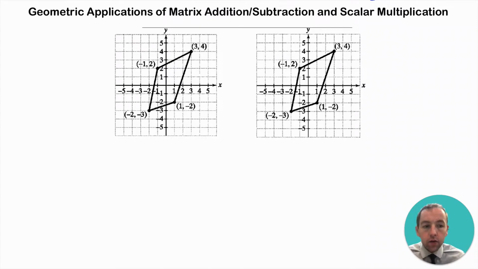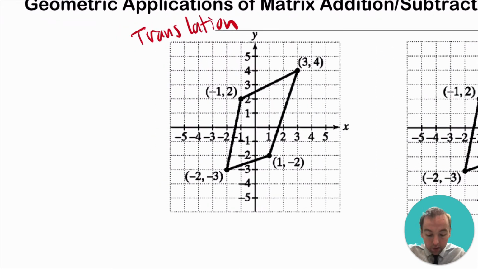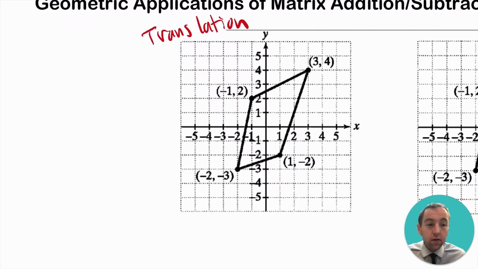Here I'd like to show you how we can carry matrix operations into application when we're dealing with geometric transformations. First of all, I want to illustrate that through one type of transformation that is called a translation. Recall that a translation is just a slide of a figure, meaning that you're going to move the figure just some combination of up, down, left, and right.